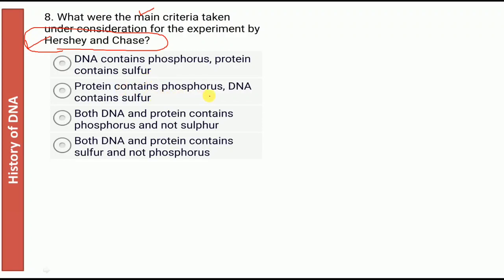Then, protein contains phosphorus. This is the wrong option. Then, both DNA and protein contain phosphorus and not sulfur. Again, this is not correct. Both the DNA and protein contain sulfur and not phosphorus. So finally, having a quick look at all the options, we found that A is the correct option. This one, A part.